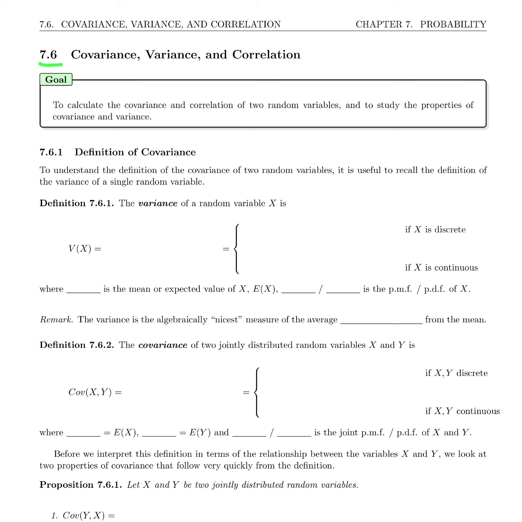Welcome to section 7.6 on covariance, variance, and correlation. The goal of this section is to calculate the covariance and correlation of two random variables and to study the properties of covariance and variance.